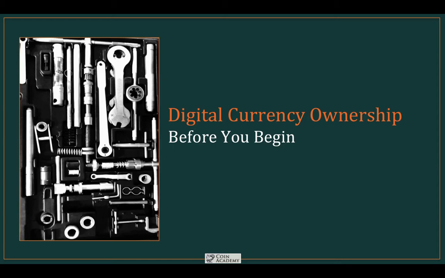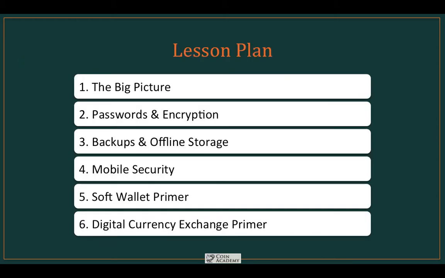This course is designed to give you the information that you need to understand before you embark down the path of digital currency ownership. The course is divided into 6 lessons. The first, this lesson, is called The Big Picture. The second, Passwords and Encryption. The third lesson is Backups and Offline Storage. The fourth, Mobile Security, and then we wrap up the course with 2 primer type lessons, the first on soft wallets, the second on digital currency exchanges.